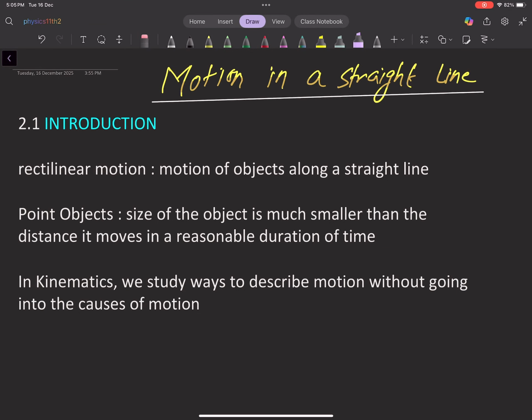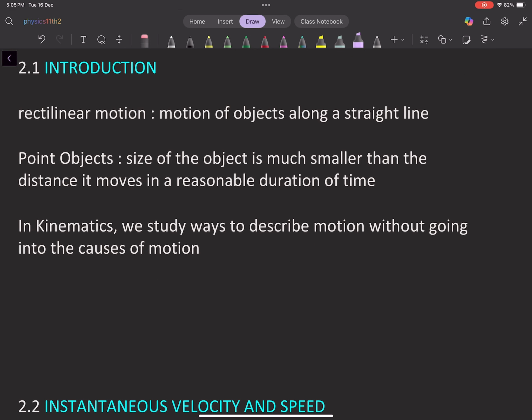Guys, let's start with motion in a straight line. So every time you walk, run, or drive, you experience motion in a straight line, right? So physics gives us tools to describe this motion precisely.